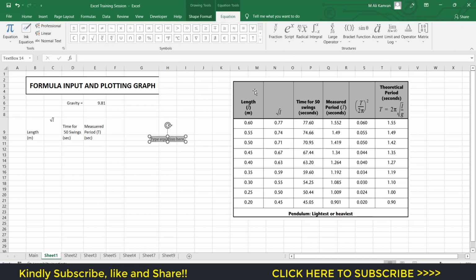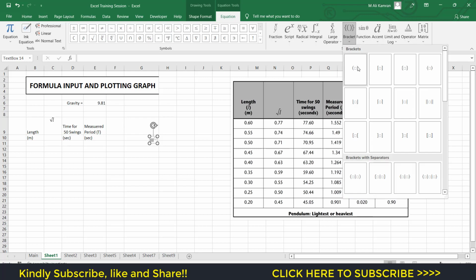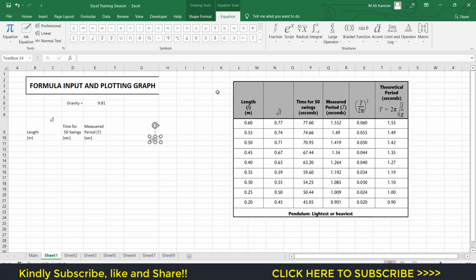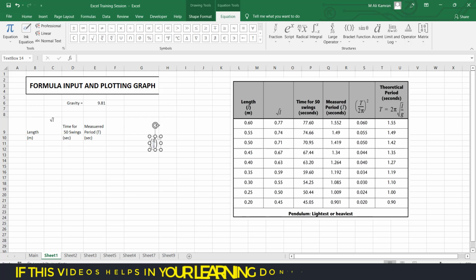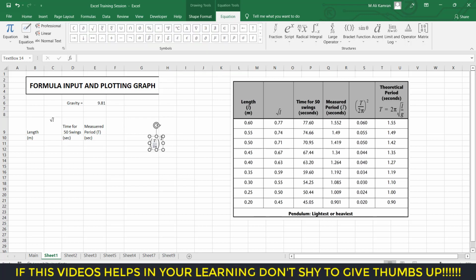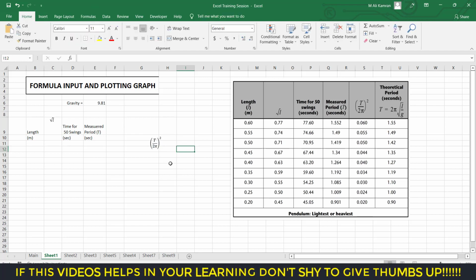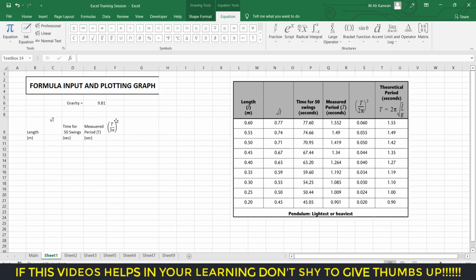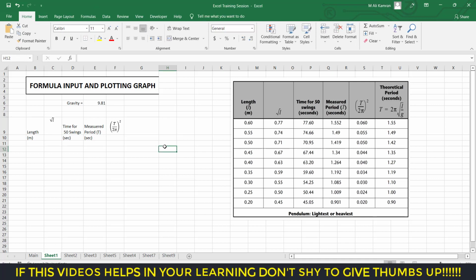if I double click inside this, we need this square. Then here we need brackets, and then inside brackets we need fraction. So this will be capital T divided by 2 pi. So here we have symbols. We need to find that pi symbol. Pi symbol is somewhere here. So this is 2 pi, and then we need to click here, and then we need to put square. So this is T divided by 2 pi square.